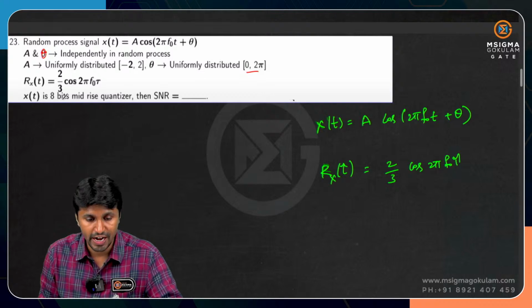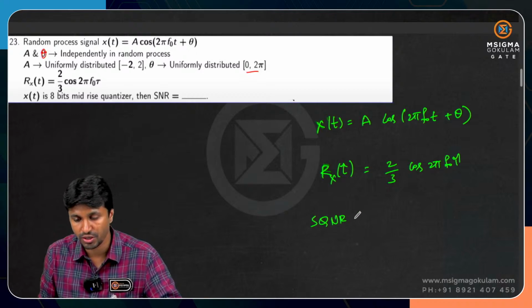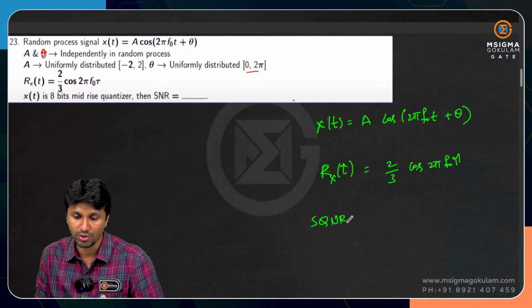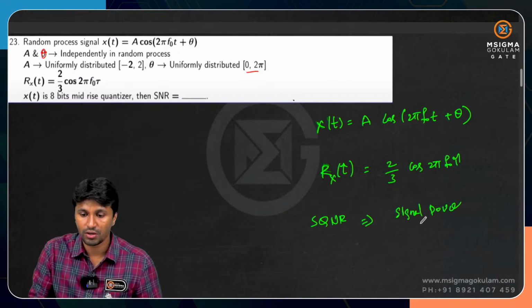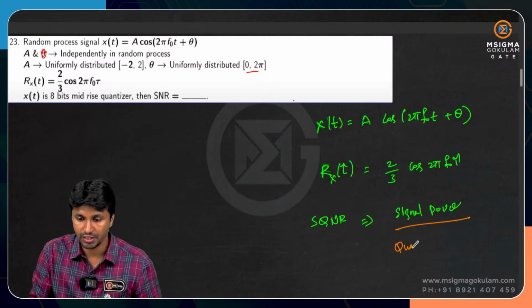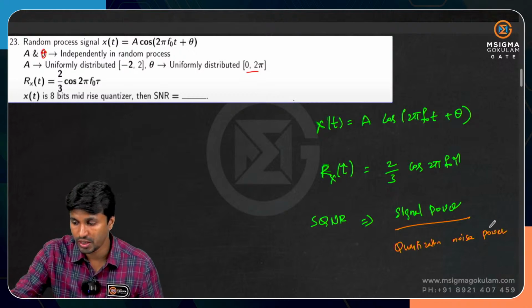So it is an 8-bit mid-rise quantizer, so he's asking you to find the signal to quantization noise ratio, right? Signal to quantization noise ratio. So therefore this is nothing but the signal power to the quantization noise power, okay?